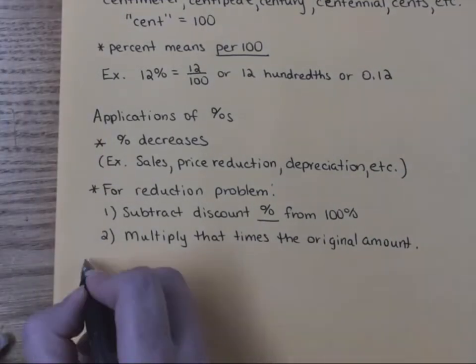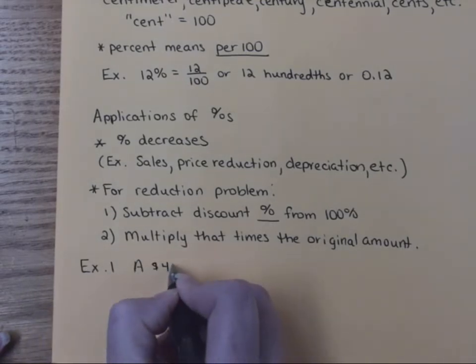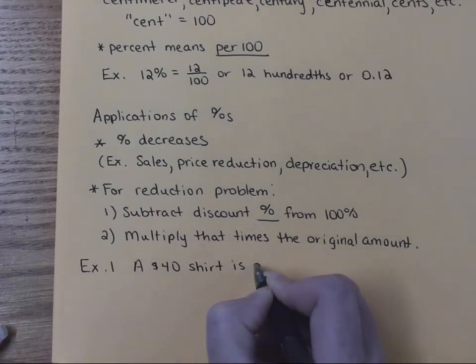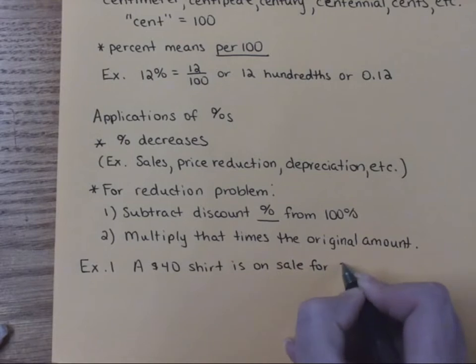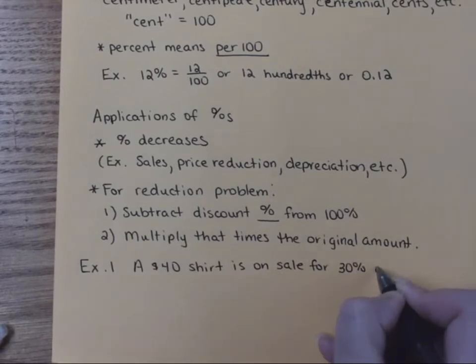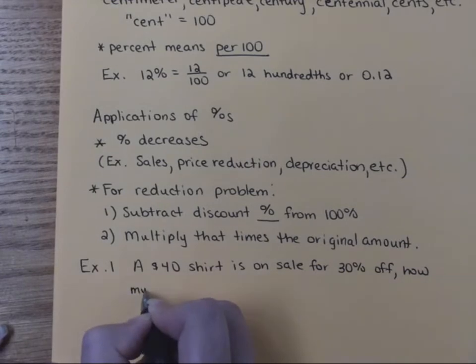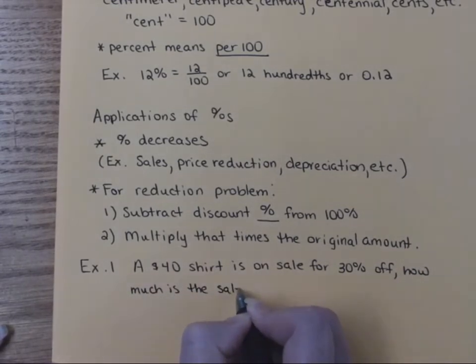So let's practice that. So let's say I'm shopping and I want to buy a $40 shirt. That's what it says on the price tag, but it's on sale for 30% off. So we're not going to worry about tax or anything. I'm just asking you what the sale price is so you can decide if you want to buy the shirt or not.